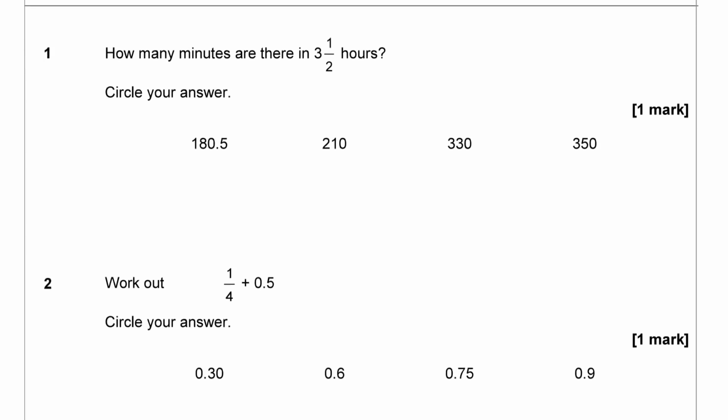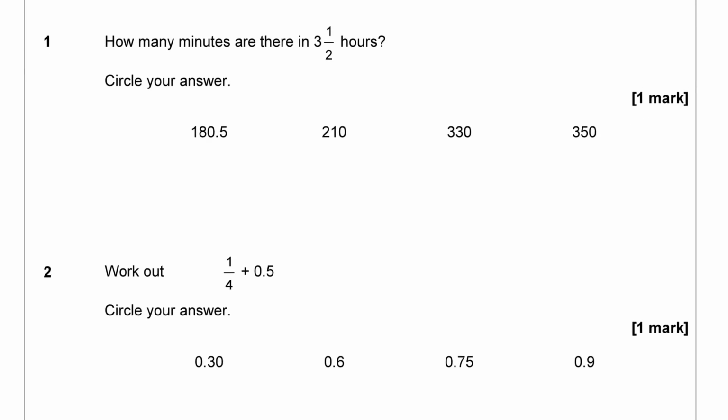Okay, question 1. How many minutes are there in 3.5 hours? Well, you should know that 1 hour is 60 minutes. So 3 hours is going to be 3 lots of 60, which is 60, 120, 180 minutes. And then half an hour is 30 minutes, so adding that together, that gives me 210 minutes, isn't it? So it's that one there.